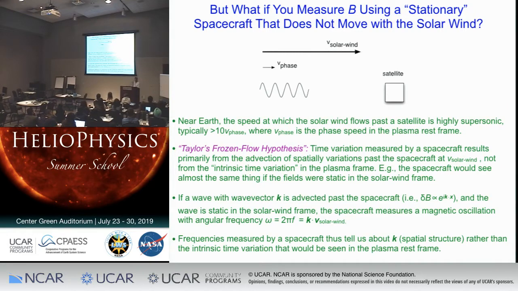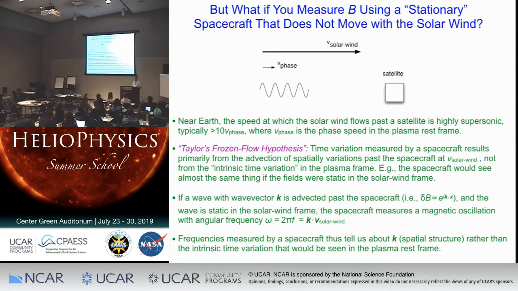So the key takeaway of this slide is the following. If you look at a time signal from a fixed, single spacecraft in the solar wind, you'll get a time variation. That time variation is telling you about the spatial variation of the quantity you're measuring in the solar wind frame. If we see a time variation, it's telling us about the wavelength of this wave. Basically, the wavelength is going to be the period that we measure times the solar wind speed. It's going to have nothing to do with the sound speed in the solar wind.